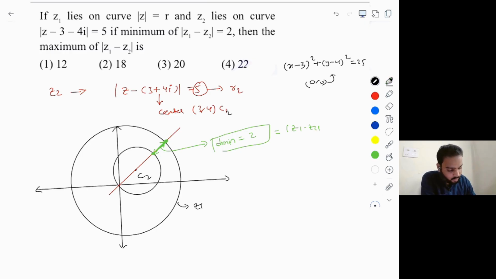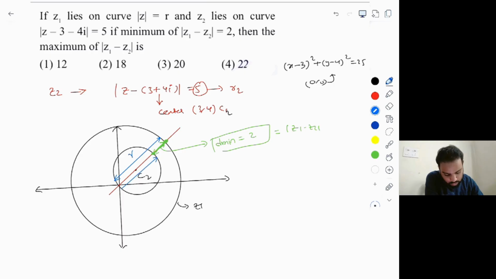So from there, what we can do is modulus of C1 minus C2. But in the diagram, we can actually notice that distance, D minimum, you can calculate like this. Look at this. This is the total radius of the circle R, whereas this distance is the diameter here.